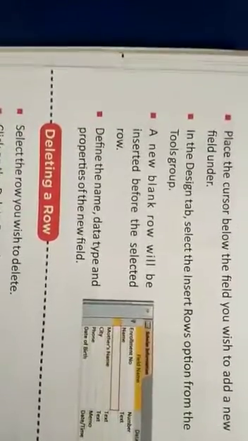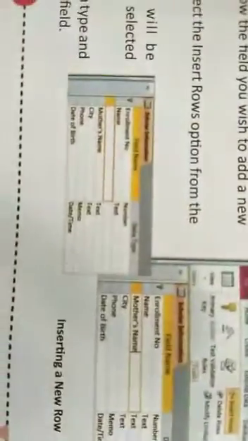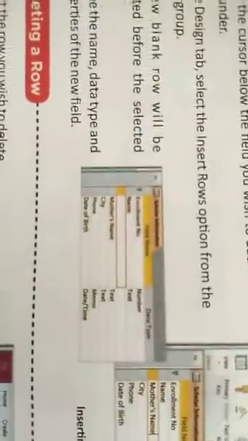Whatever new field you want to add, just write its name, data type and properties, and it will be there on the screen. In this way you can do it.